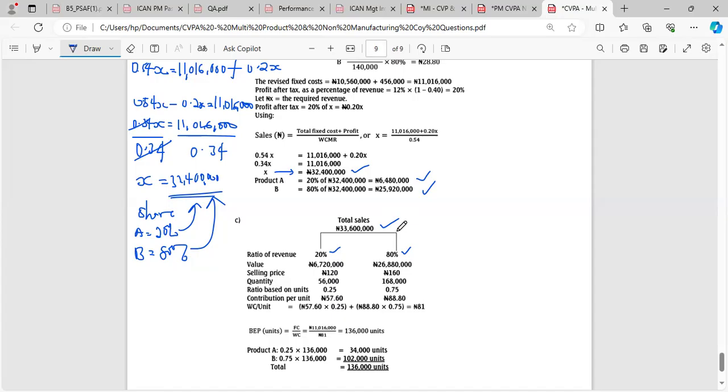What do you have, please? 6.72. Correct. Good. So 6.72. If you do 80% of this amount, you get 26.88. So since our sales value has changed, our selling price does not change. Please note that. So 120, 160.